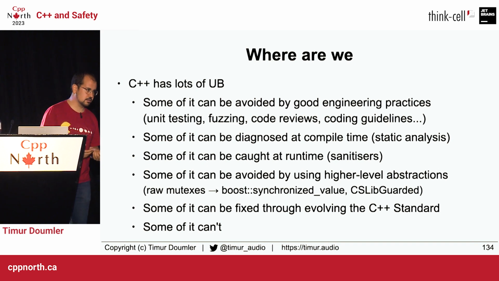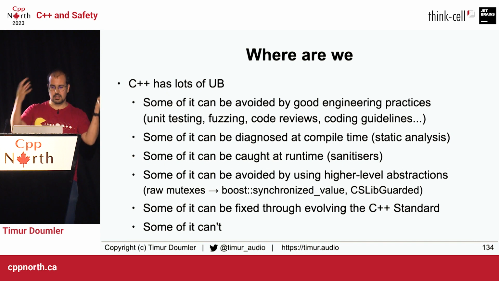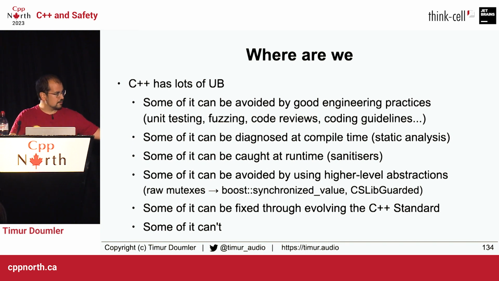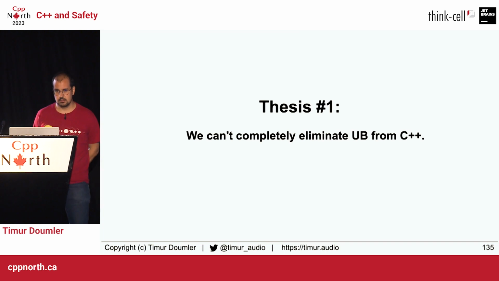Like raw mutexes are dangerous. You can have deadlocks, you can have other things, but you can wrap them in boost synchronized value or lib-guarded, which doesn't let you access things in an unsafe way because it adds a higher level abstraction to it. And some of the stuff we can fix by evolving the C++ standard and making certain things not UB anymore. But some things we can't fix this way because it would break too much code or would have too bad performance implications. So my thesis, number one from this talk, is that we cannot completely eliminate undefined behavior from C++. We just can't.